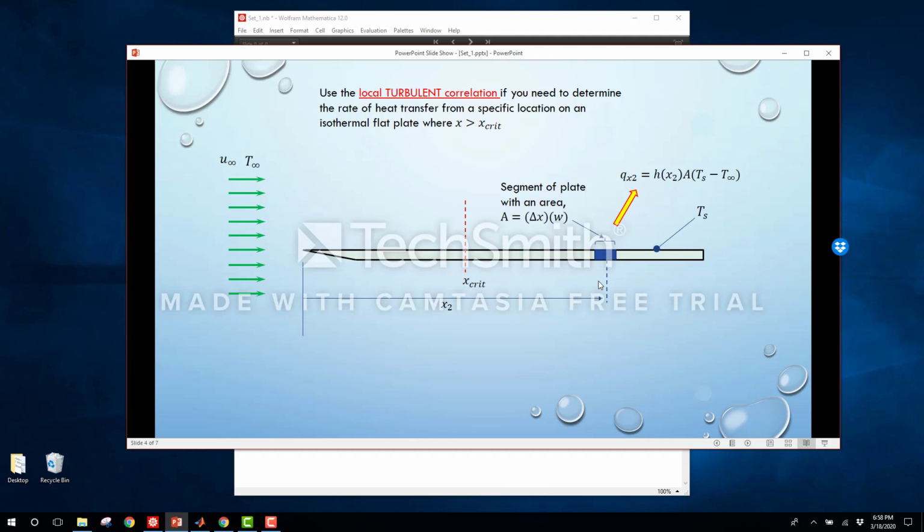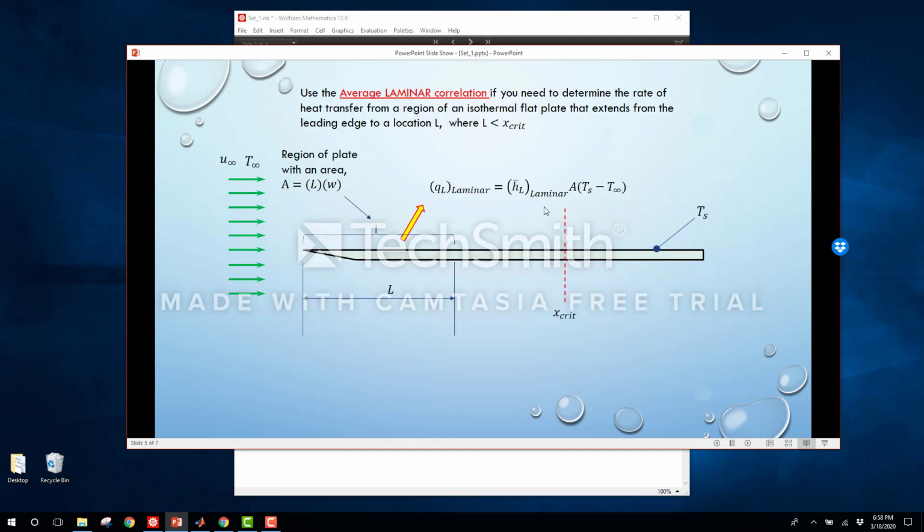So sometimes what we're more interested in is the total rate of heat transfer from some region of the plate. So we can have a region of the plate. Typically, we're defining this region as starting at the leading edge and then going up to some value, in this case L.